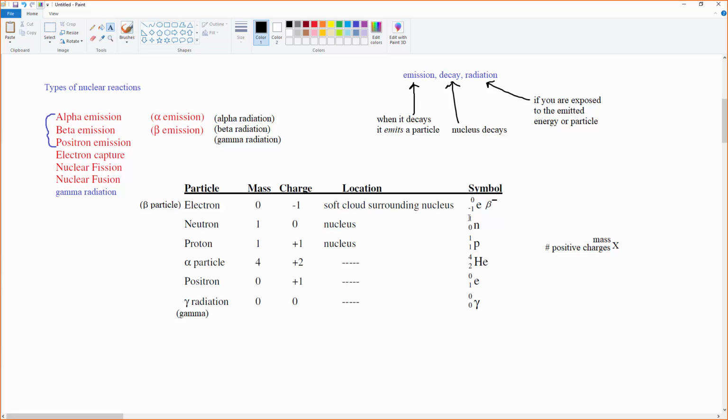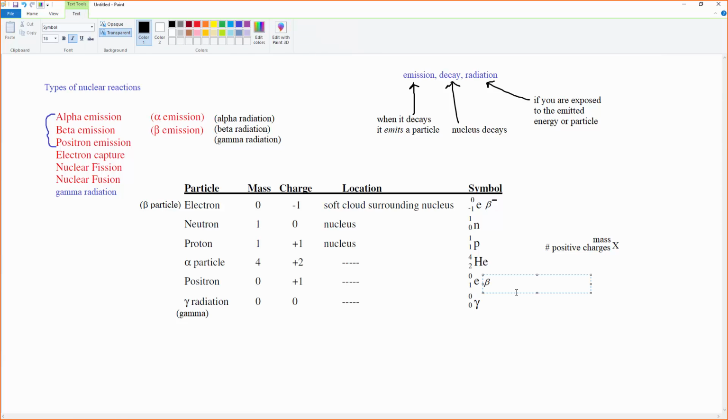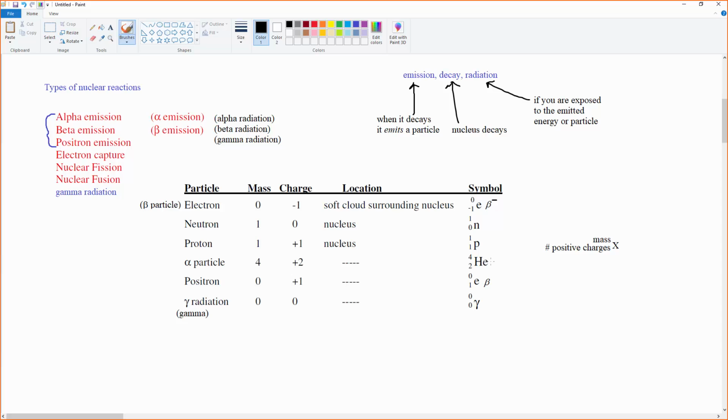All right, so a neutron has a mass of 1 but no positive charges. A proton has a mass of 1 and 1 positive charge. Helium has a mass of 4 and 2 protons in it. The positron has a mass of 0 and 1 positive charge. Again, Mastering Chemistry is going to call this, sometimes they're going to call it beta plus radiation instead of beta minus. And then that's the gamma.